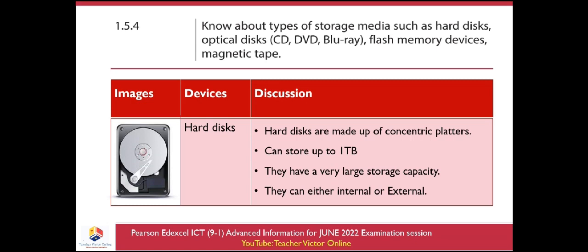Hard disks are made up of concentric platters and can store up to 1 terabyte, that is 1 TB. We also see that they have a large storage capacity as compared to SSDs. Again, they can either be internal or external.